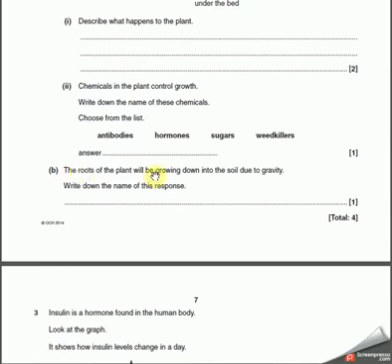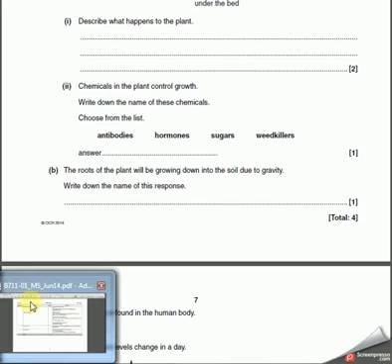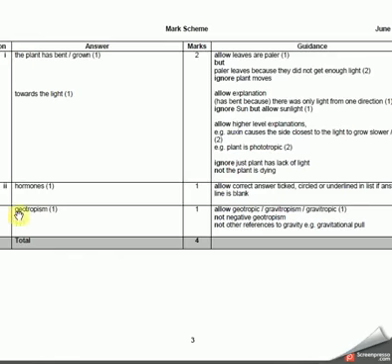The root of the plant will be growing down into the soil due to gravity. Give the name of this response. Remember, when plants grow towards gravity, it's called geotropism. Okay, that's what it's called, geotropism. All right.